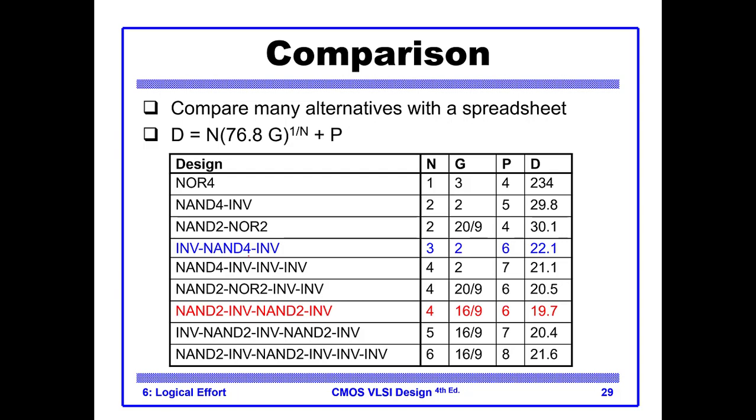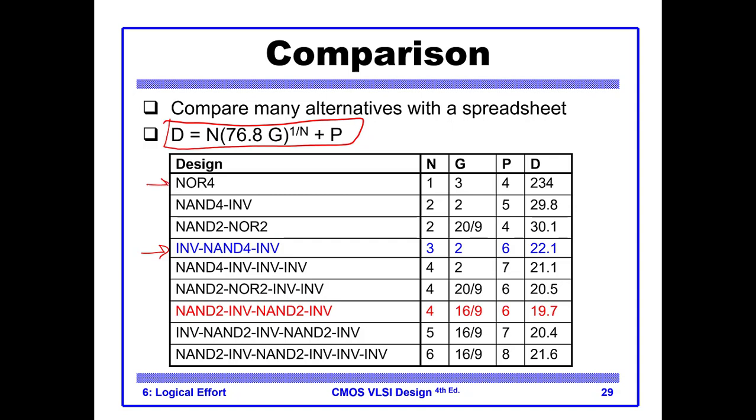Now, this was one design option, which was this one. We use inverters in the first stage, then we use a 4 input NAND gate, and then we use an inverter in the third stage. Okay, but there are so many options.